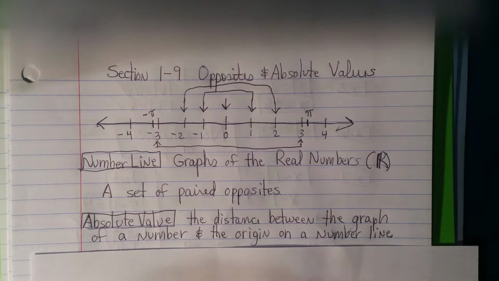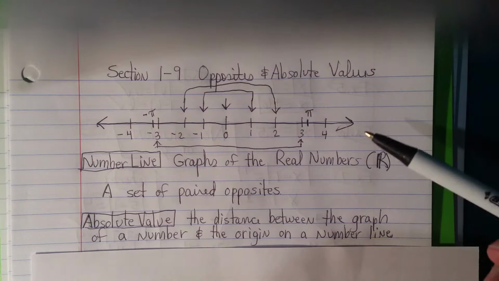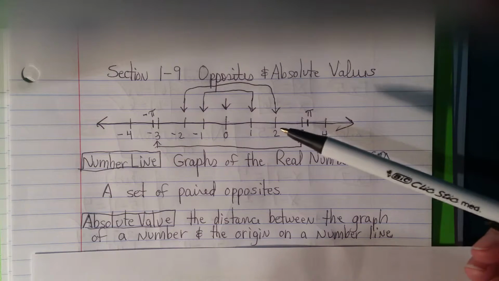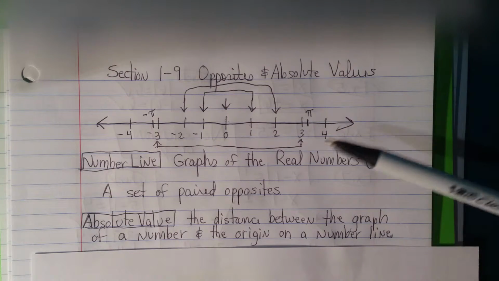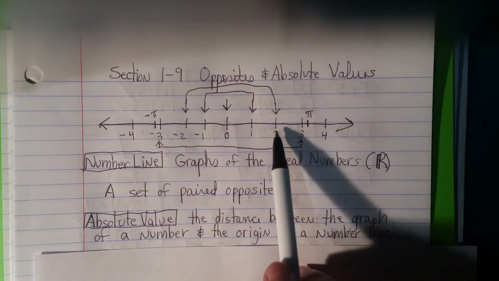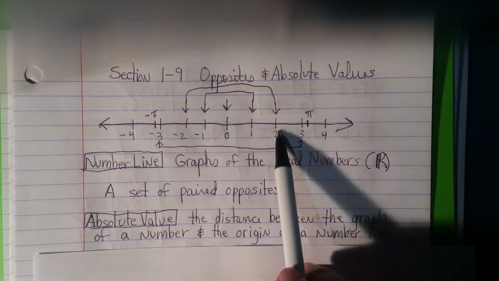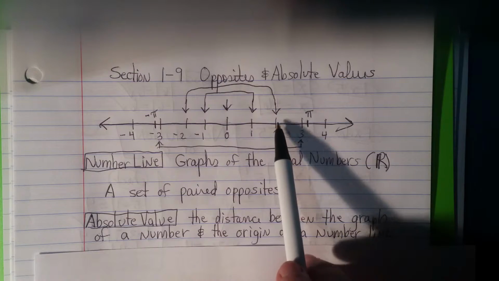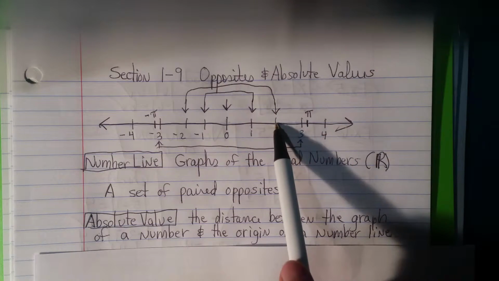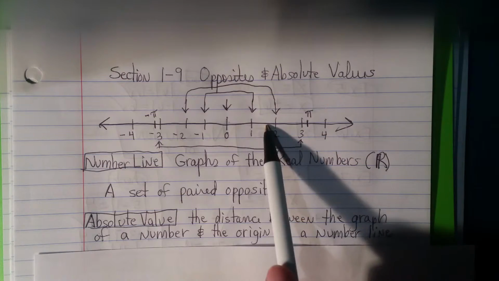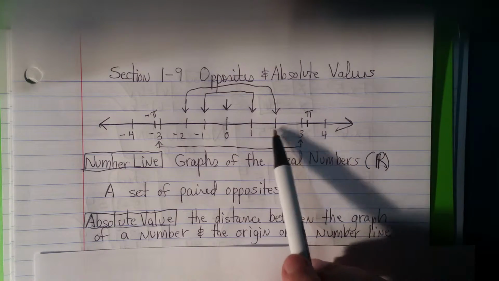So the absolute value is the distance between the graph of a number and the origin. So if I want to know the absolute value of 2, that's going to be the distance from 2 to 0. So that's 2 units. And so the absolute value of 2 is 2.